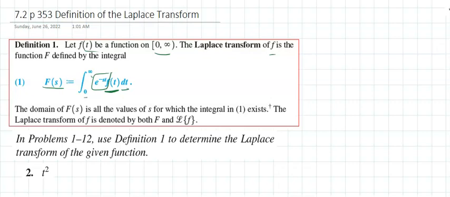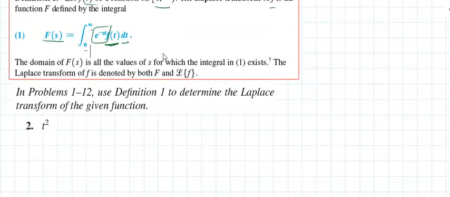If I have time at the end, I would love to show you 7.1, and that's where they really explain what all of this is about.